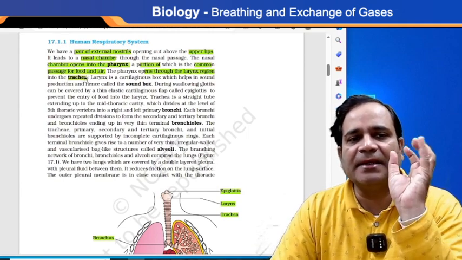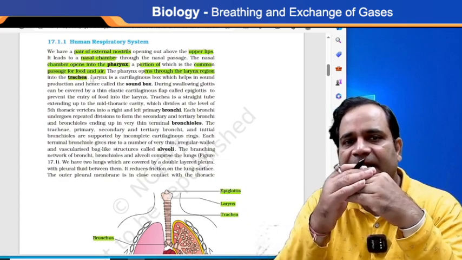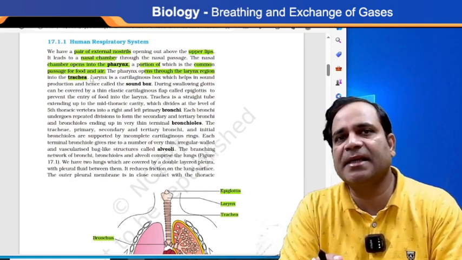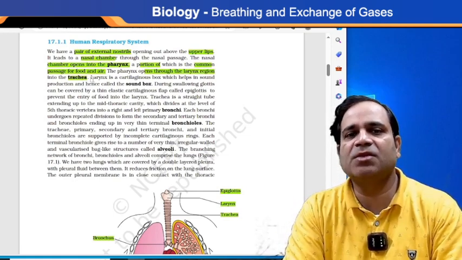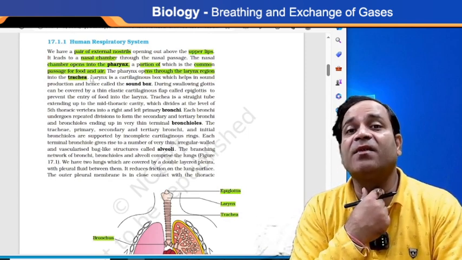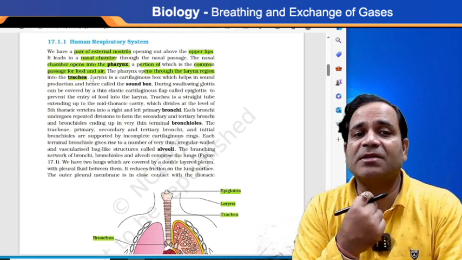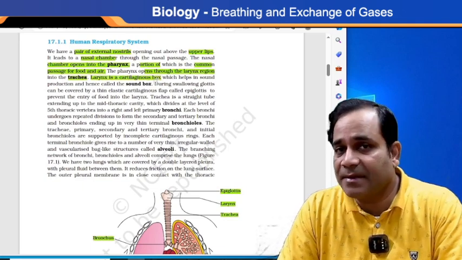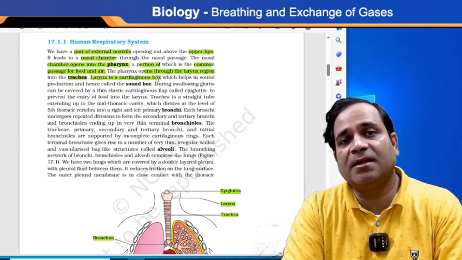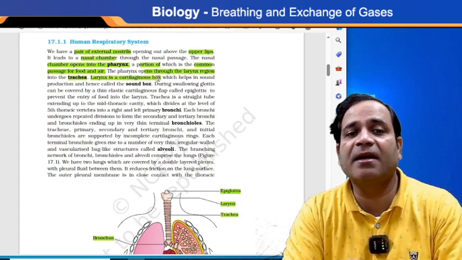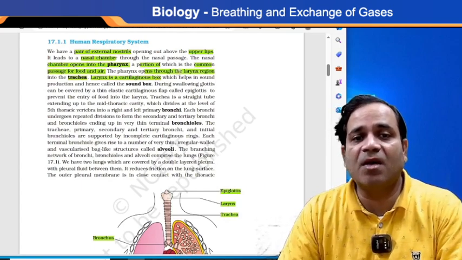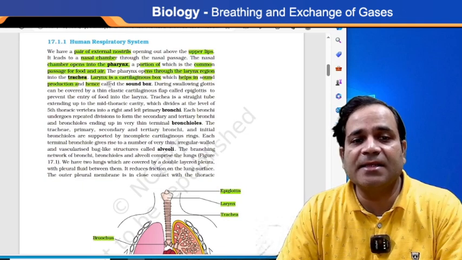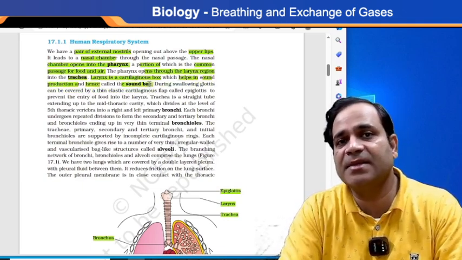Again, the nasal chamber opens into the pharynx, a portion which is the common passage for food and air. Second, the pharynx opens through the larynx, also known as the voice box, the region leading into the trachea. This larynx is a cartilaginous box. If anybody asks what the larynx is, you say it is a cartilaginous box which helps in sound production, and hence is called the sound box.